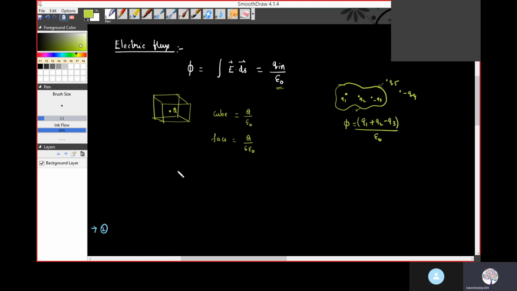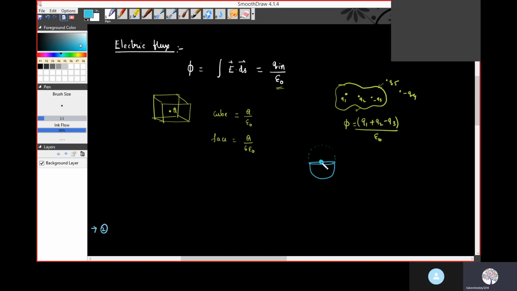Now sometimes he will give a question like this: say there is a ball like this. You have a charge here, half of it is inside and half of it is outside. So outside, what we do is we cover this one, then it becomes a closed surface. Then the upper hemisphere is having q by epsilon naught and the lower one is having q by epsilon naught.